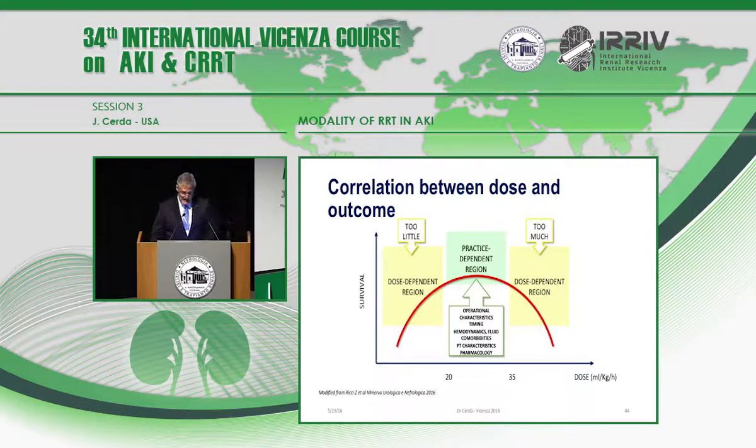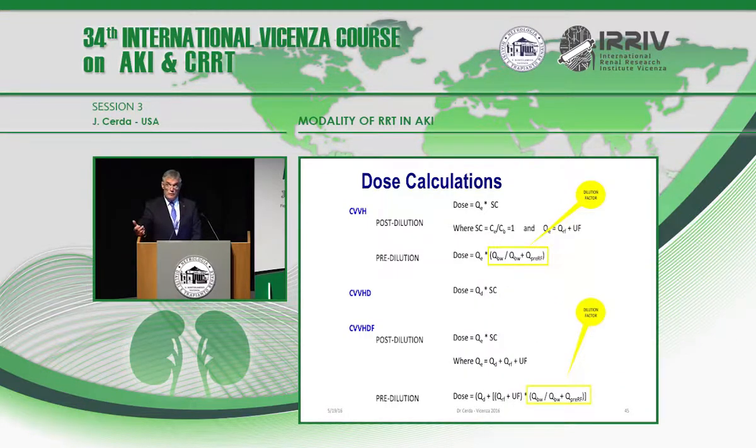But then there is a practice-dependent region, and within that region, a lot of factors have an impact on what is actually delivered: the operation characteristics, the timing, the hemodynamics, the patient characteristics, and the pharmacology. Remember that you're not just done when you prescribe; you need to look at the patient, look at the machine, and talk with the nurses. And one of the factors you're suspecting here is that the dose being delivered is less than the dose prescribed because we're diluting that filter, and therefore that diminishes the dose.